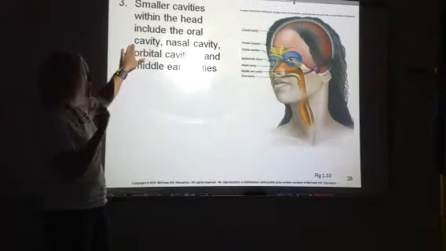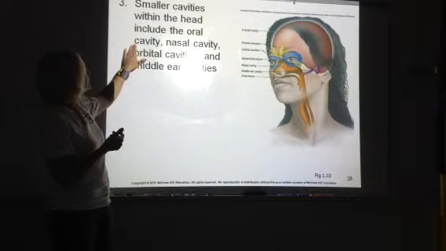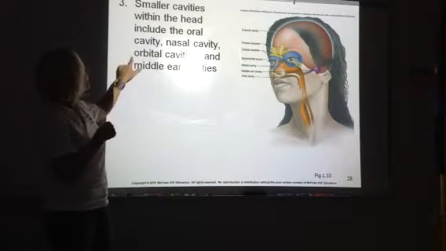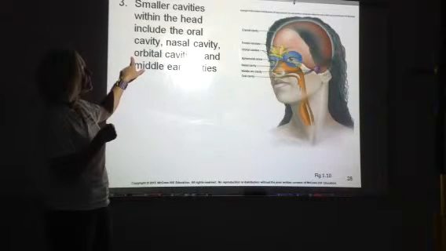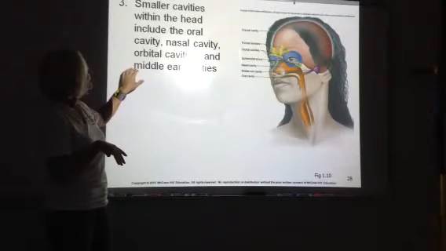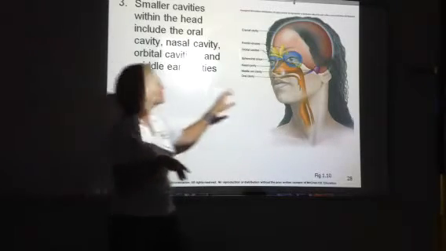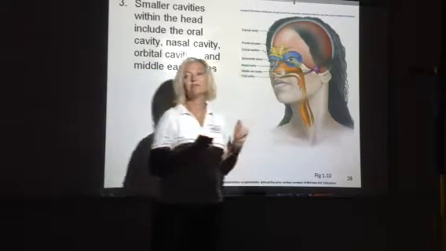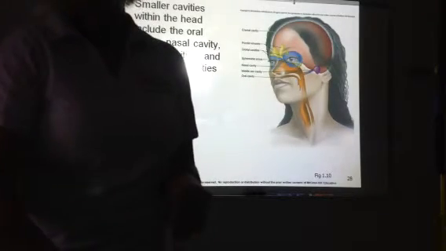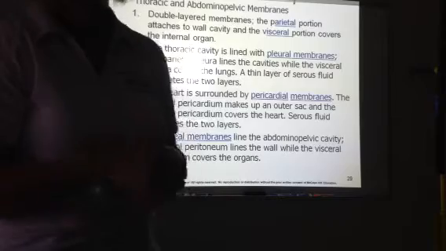So your mouth is considered a cavity, oral cavity. Your nose, nasal cavity. Orbital deals with eyes. So that's where your eyes are going to fit. And then middle ear cavities, right in here. Middle ear infection, if you have ear infections, that's going to typically occur in those cavities.